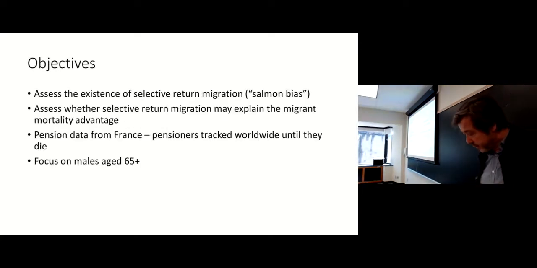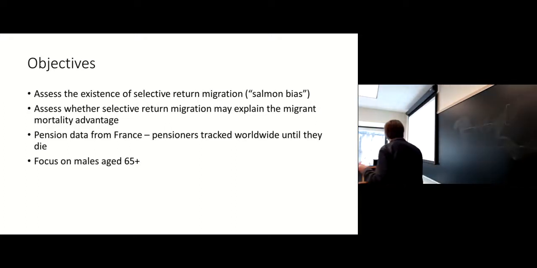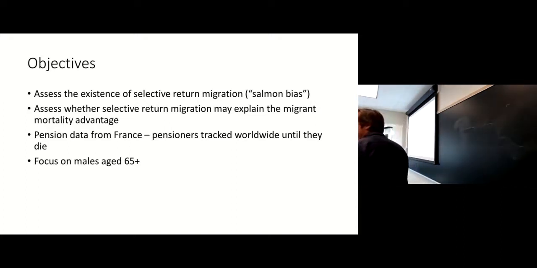All right, so the objective of the paper here is to assess the existence of selective return migration, this sound bias hypothesis, and to assess whether selective return migration may explain the migrant mortality advantage. And here, and that's really the important contribution of this paper, we're using pension data from France. Pension data is hard to access, but we were able to access it.